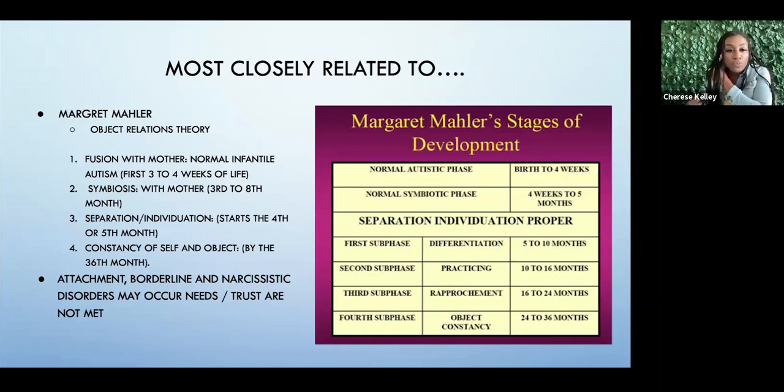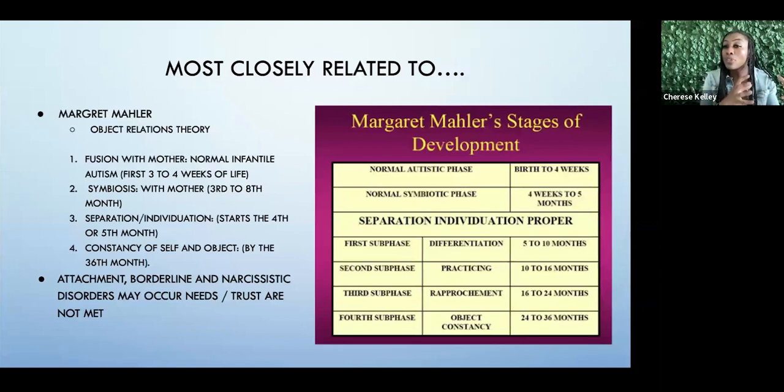So in those first 36 months, we go through the fusion, the symbiosis. You may see fusion on the test as autism, but that's the first stage. And then we go into our symbiosis and our separation, and then the constancy of the self and object. At the end of those 36 months, if that object constancy is not consistent, Margaret Mahler says for the test, you have an attachment issue, you may be borderline, you may be narcissistic. And that's because your needs have not been met because there was not any trust.